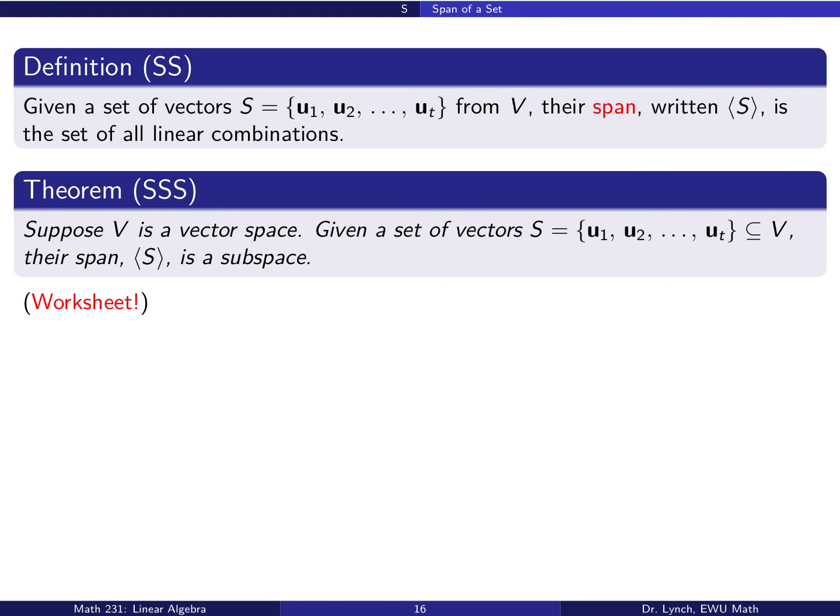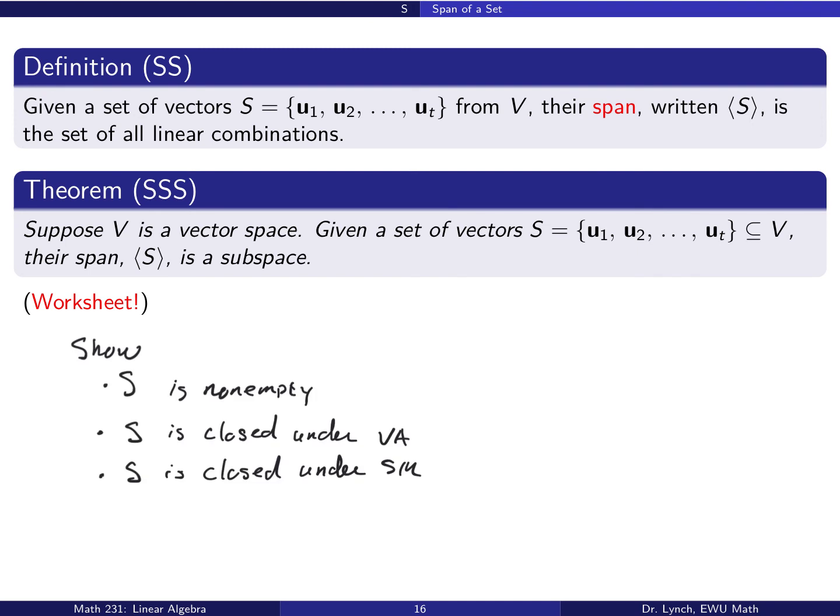So here is an example that I'll let you work on the worksheet. This theorem tells us that whenever V is a vector space, the span of a set of vectors S is always a subspace. The way you prove this is the way that we've proved our other subsets are subspaces. You just have to show that it's closed under vector addition and scalar multiplication. So again, I'll let you work on that on the worksheet.